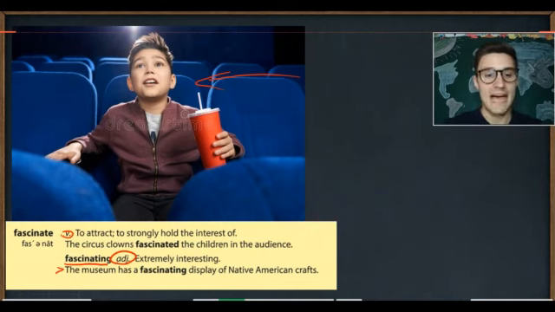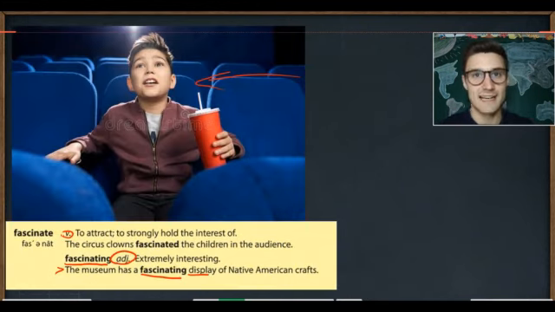The museum has a fascinating display of Native American crafts. See, display is the noun. So fascinating describes the noun. It tells you more about it. What about the display? Was it boring? Was it nice? Was it bad? It was fascinating. Very interesting. What is something that you find fascinating? I find blank fascinating. Use that sentence.